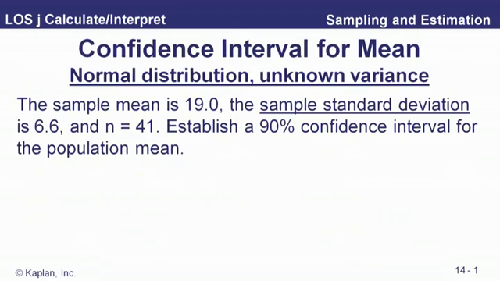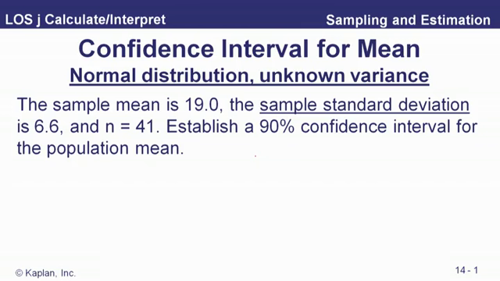Let's take a look with the unknown variance. Sample mean is 19, sample standard deviation is 6.6, and n equals 41. Establish a 90% confidence interval for the population mean. Well, pretty straightforward here.